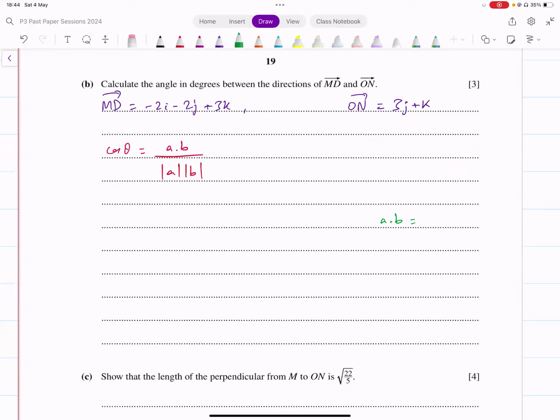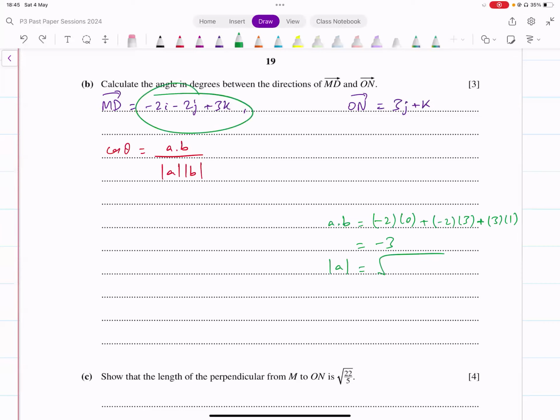Just multiply corresponding components. It becomes minus 2 into 0. There's no i component here. Plus minus 2 into 3, the j components. Plus 3 into 1, the k components. A dot B turns out to be minus 6 plus 3, which is minus 3. That's the dot product.